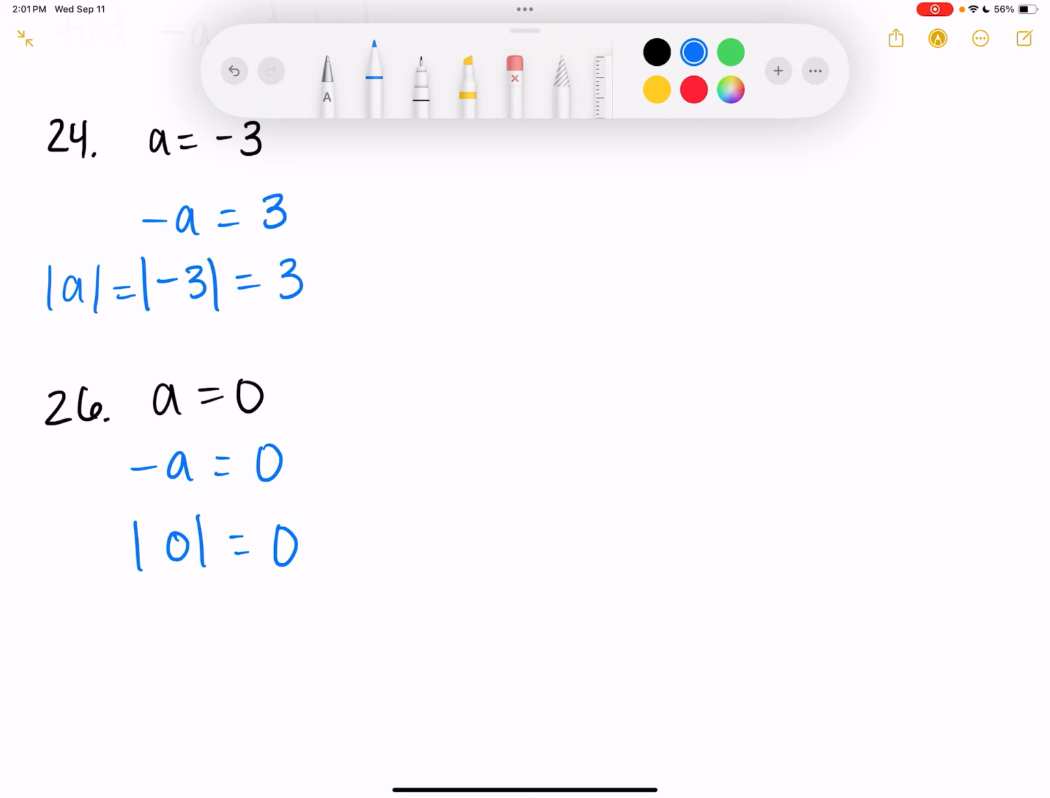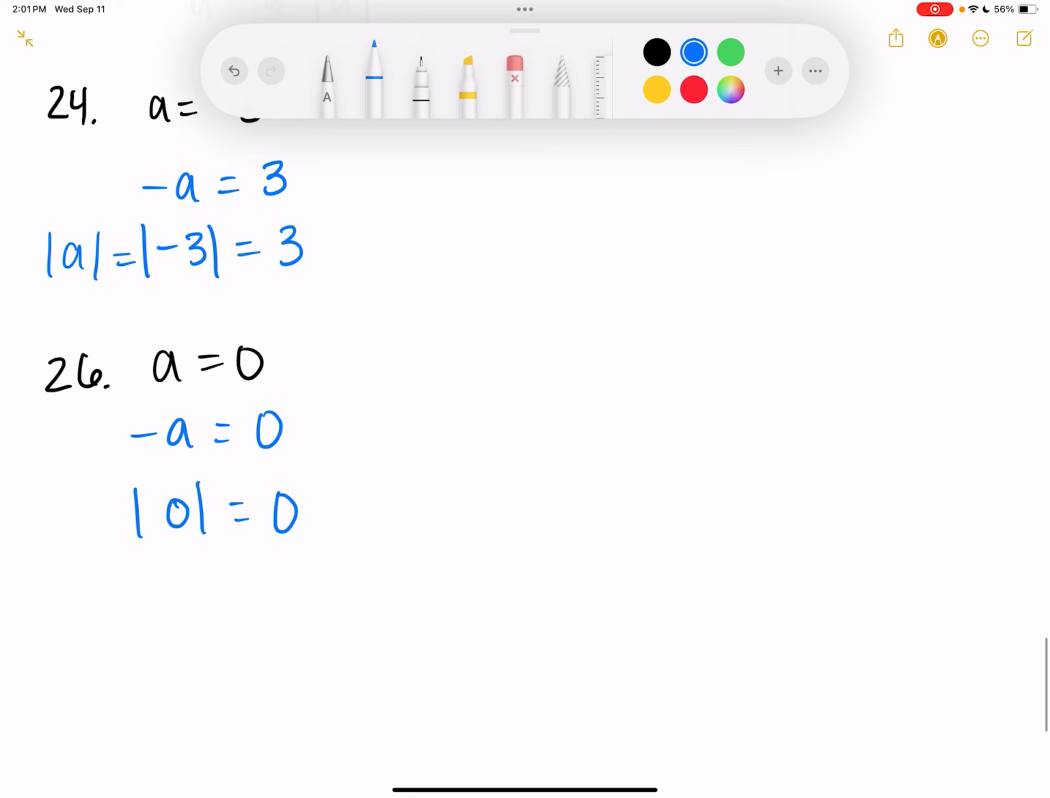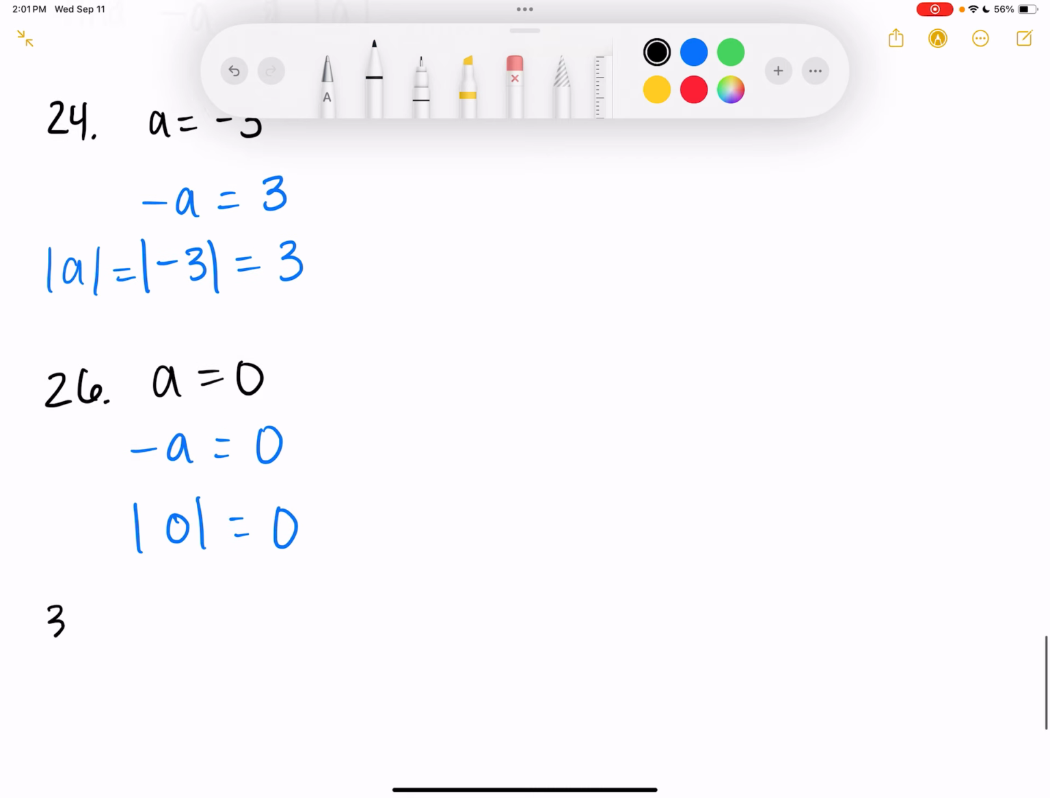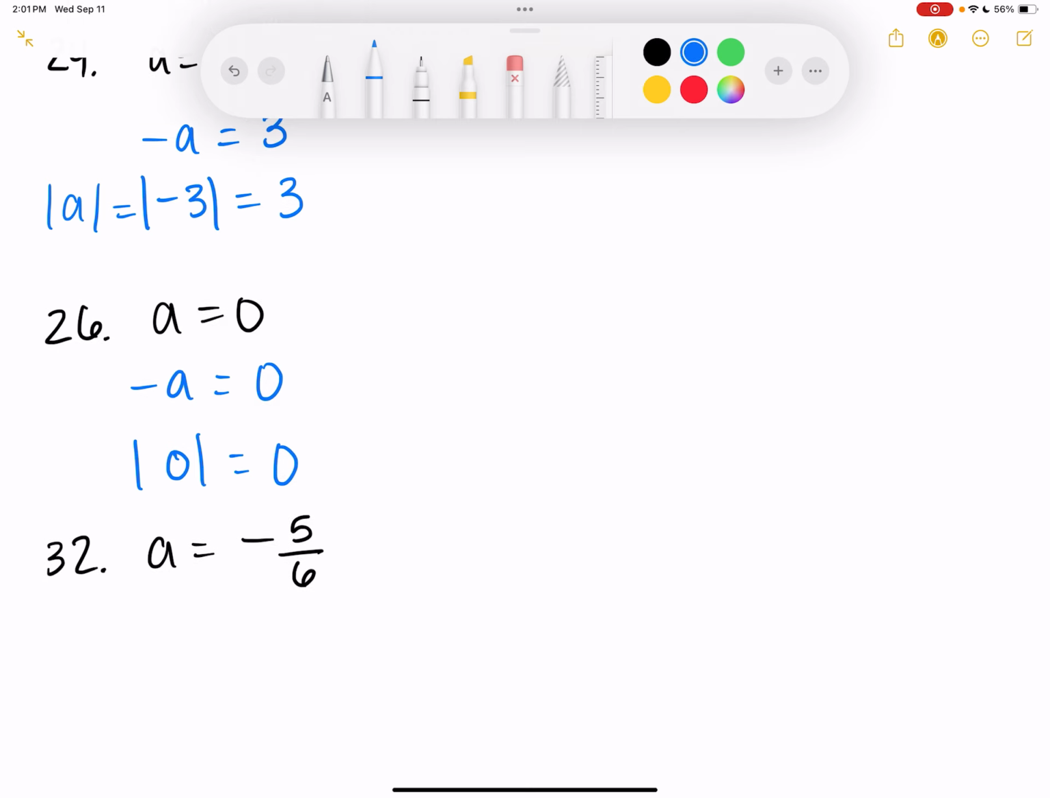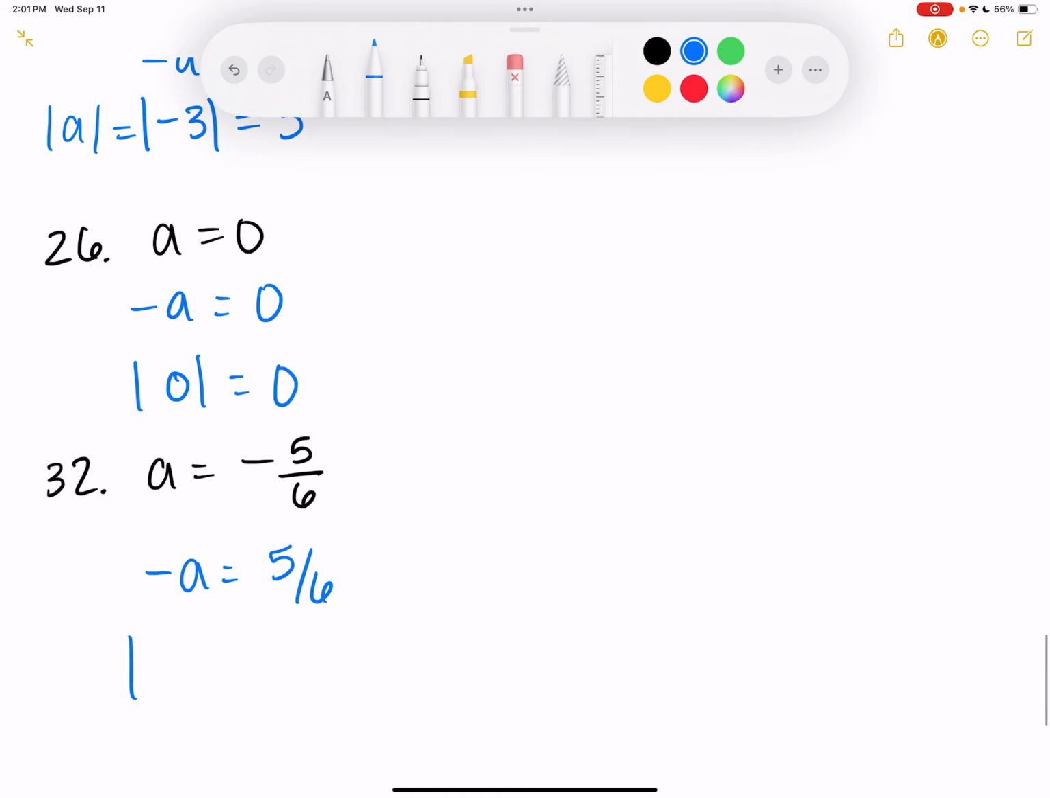32. A equals negative 5/6. What is negative A? 5/6. What's the absolute value of negative 5/6? 5/6. We okay on those ones? Any questions about that? So the first thing is find the opposite. Second is find the absolute value.